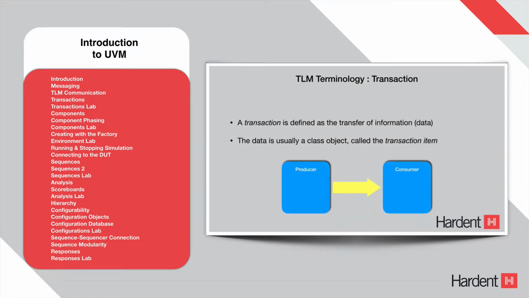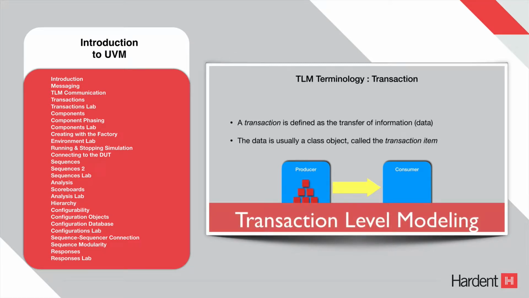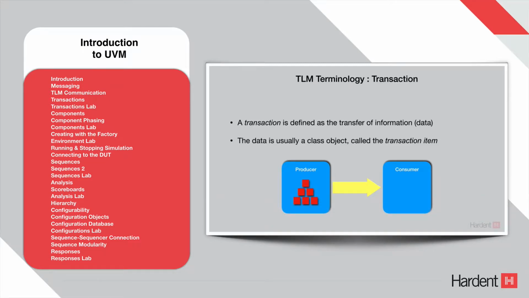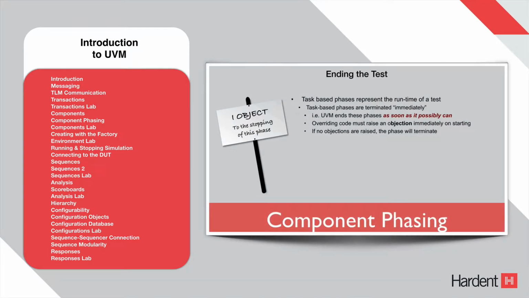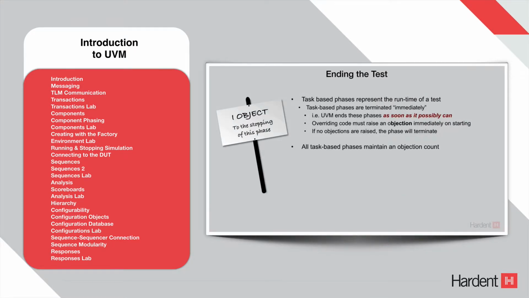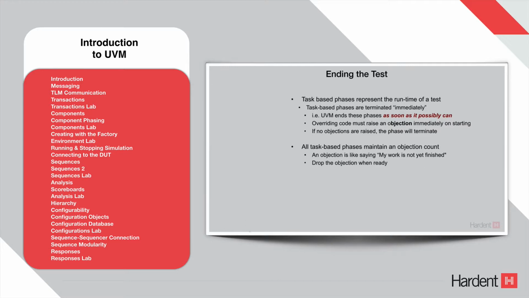The data to be transferred is usually encapsulated in a class object and referred to as a transaction item. Some communication involves a single transaction, and some implies a whole series. Now, how is this implemented by UVM? Well, all task-based phases maintain a central objection count, the number of components which still have work to complete within that phase. One by one, hopefully, the objections will be dropped as each component completes its work. When the objection count for a phase has reached 0, the phase is terminated.